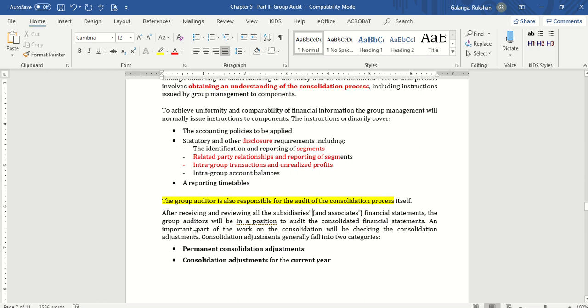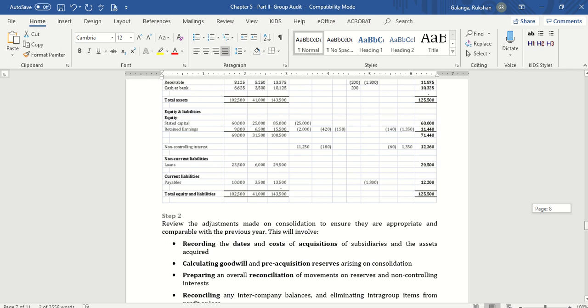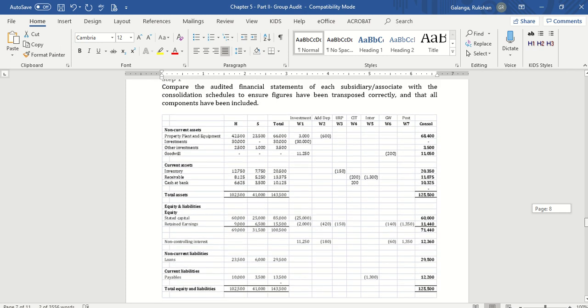An important part of the work on the consolidation will be checking the consolidation adjustments. This is a very important part the auditor has to do: he should check the consolidation adjustments, right? I have one example down here. Look at this. This is a parent company. I have just taken the balance sheet, only the balance sheet of H and S, right? H is the parent company, S is the subsidiary company.